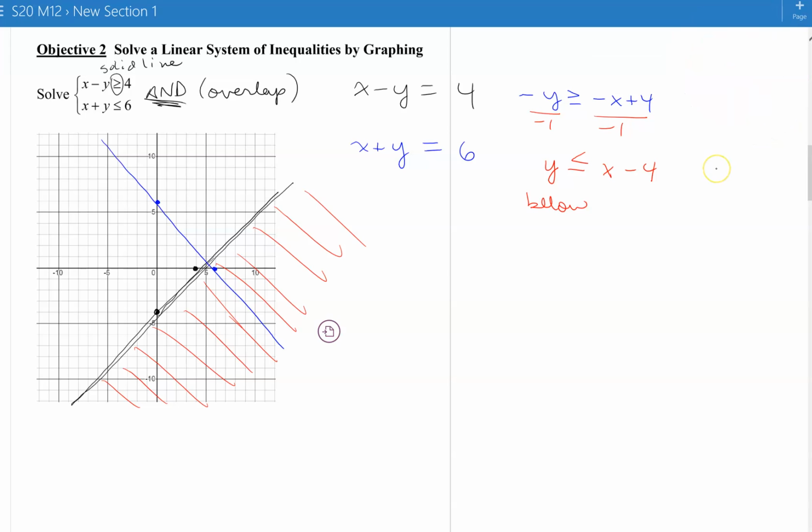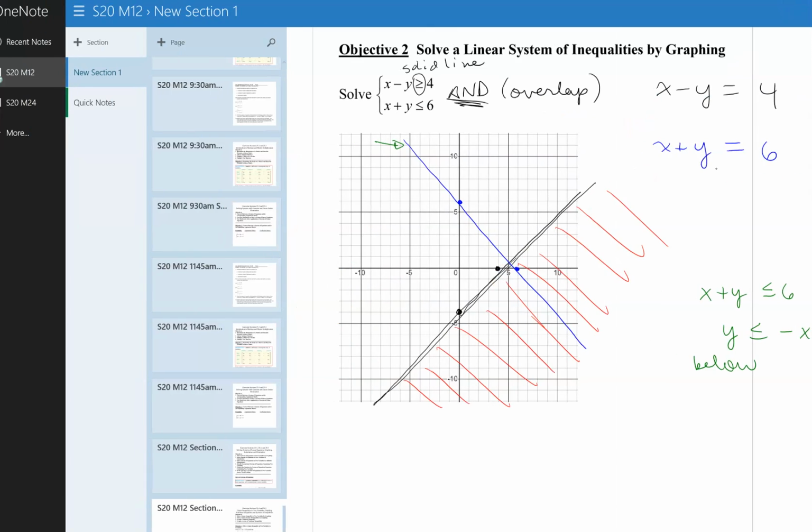So then for the other line, I have x plus y is less than or equal to 6. So y is less than or equal to -x plus 6, which is this second line. So I see I need to be below that line also.